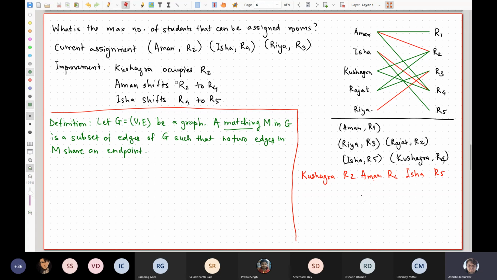Okay. So another definition. We want to give a name to this kind of a path: Kushagra, R2, Aman, R4, Isha, R5. Remember, these edges were red. R2 Aman and R4 Isha were red edges, and the remaining were green edges. The red edges are in the matching, the green edges are not in the matching.